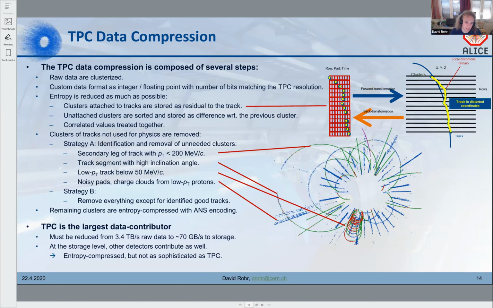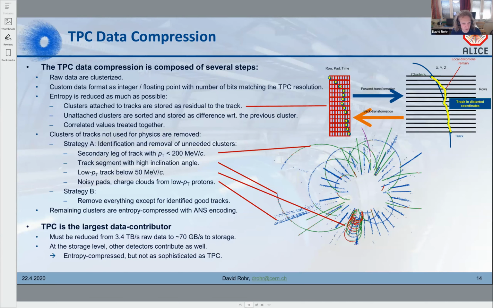We start with clusterizing the raw data to clusters. Then we use some custom data format, either integer or floating point, with exactly as many bits as we need to represent the TPC intrinsic resolution. And then we reduce the entropy of these data. There's different things we can do for different properties of the clusters. Clusters that are attached to tracks, we can store as residuals with respect to the extrapolated track trajectory.